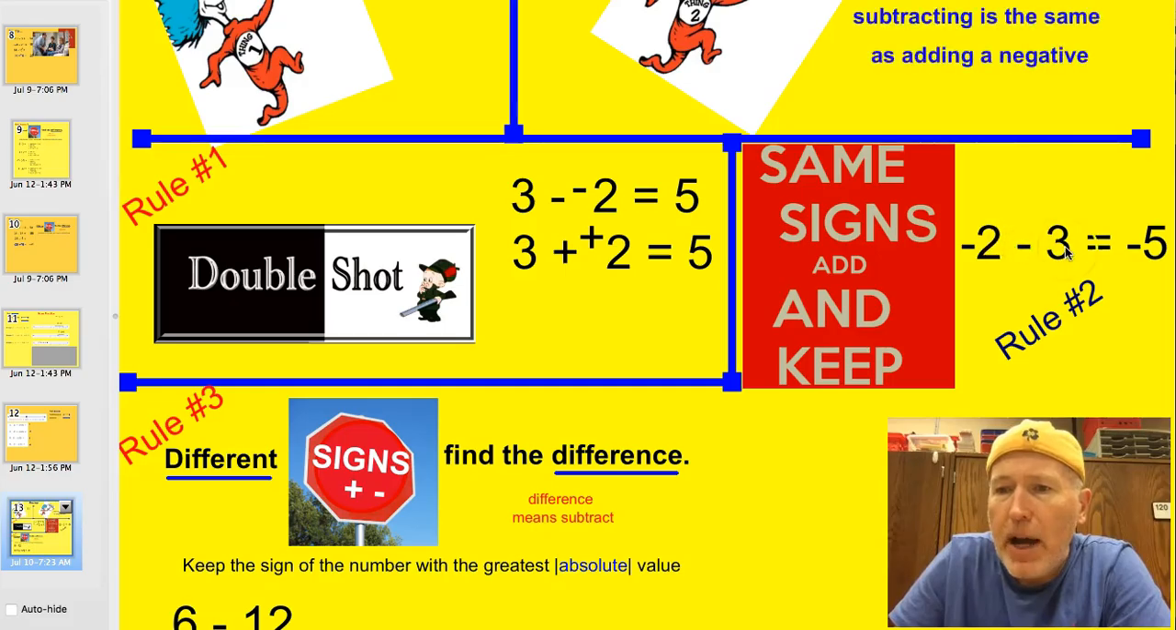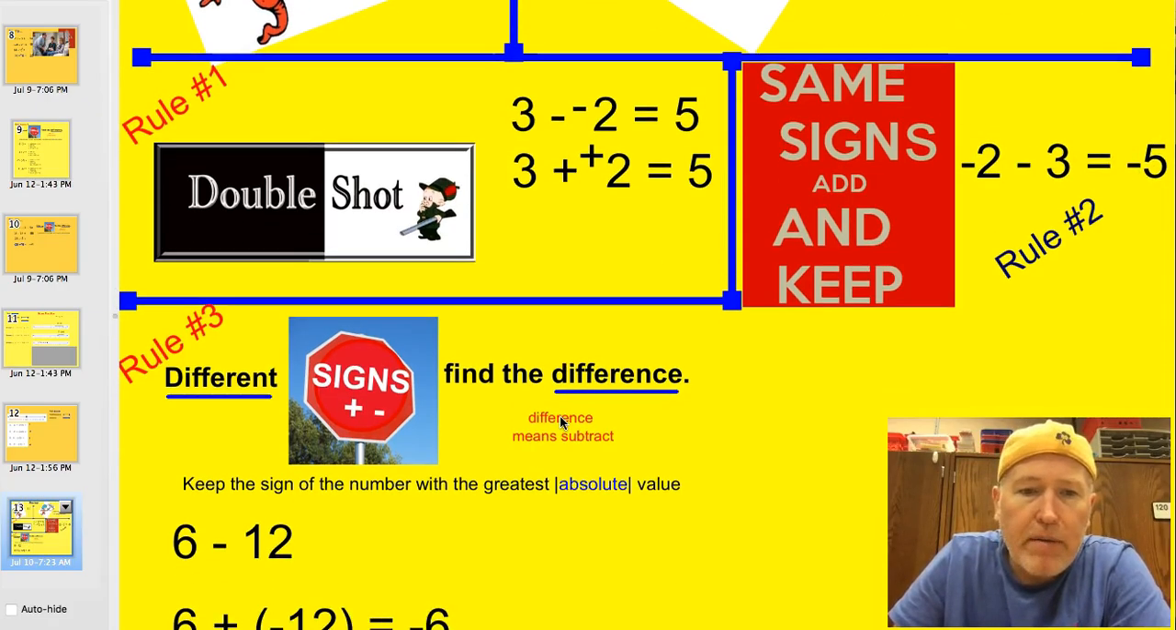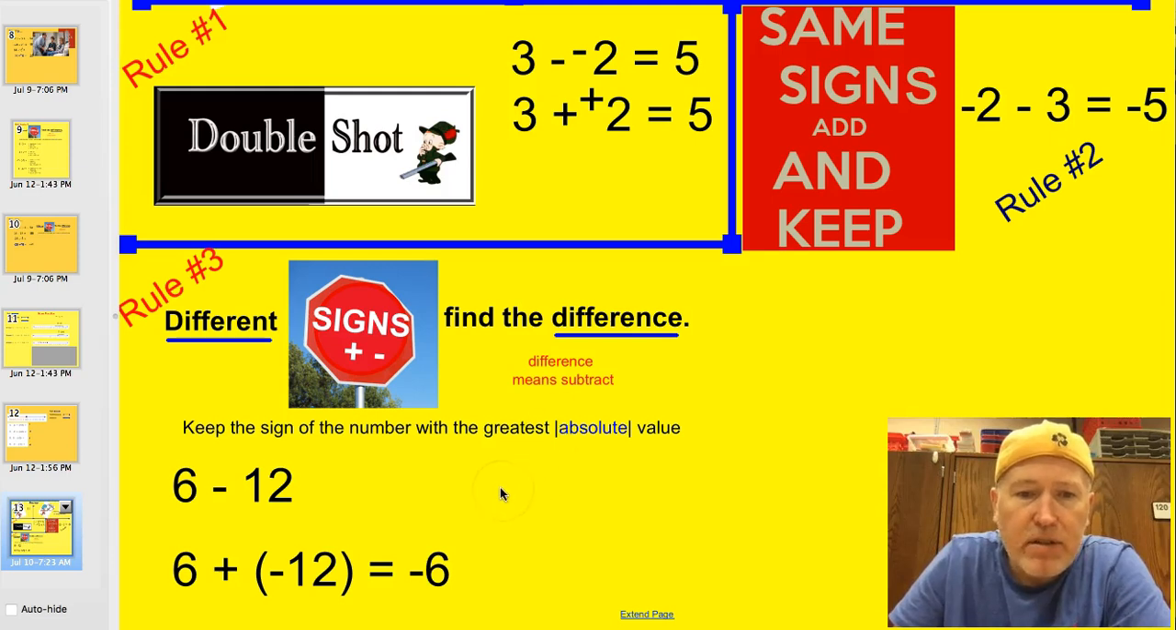Rule 2, same signs, add and keep. Negative 2 minus 3. These are the same signs. We just add them together. 2 plus 3 is 5, and we keep that sign. It's a negative 5.